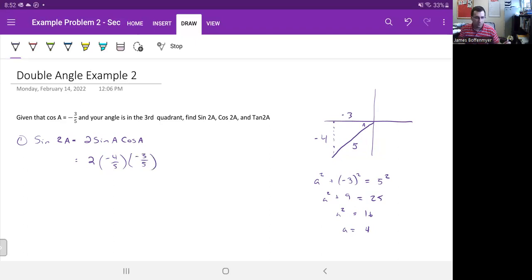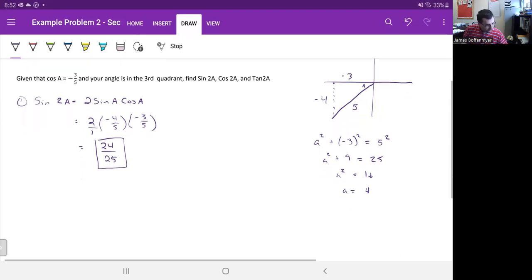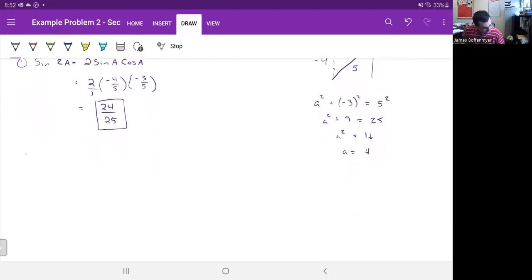Now we get to do the algebra. We multiply straight across. 2 times -4 is -8. -8 times -3 is +24. Over 1 times 5 is 5, times 5 is 25. And that right there is the value of sine 2a. That's your double angle value for sine. Pretty straightforward. Cosine will work something similar.